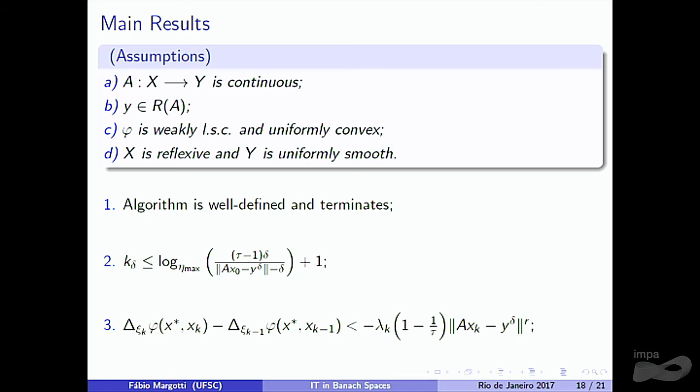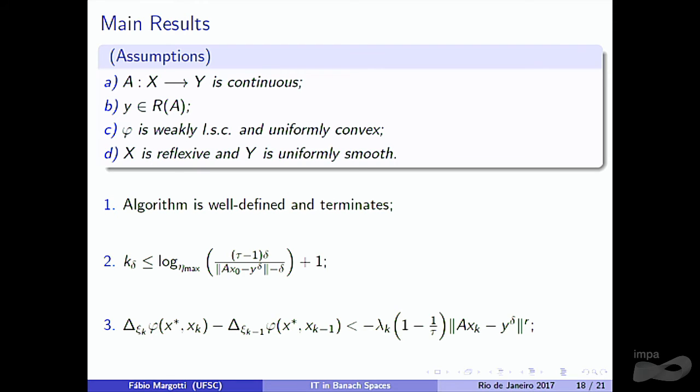And using these hypotheses, we can prove many things. The first one is, of course, that the algorithm is well-defined and terminates. So the Tikhonov functional always has a unique minimizer, and it's always possible to find a regularization parameter which leads to the minimizer satisfying the inequality we want. The second one is that we know a priori how many steps we need until termination, because we control the rate at which the residual decays.